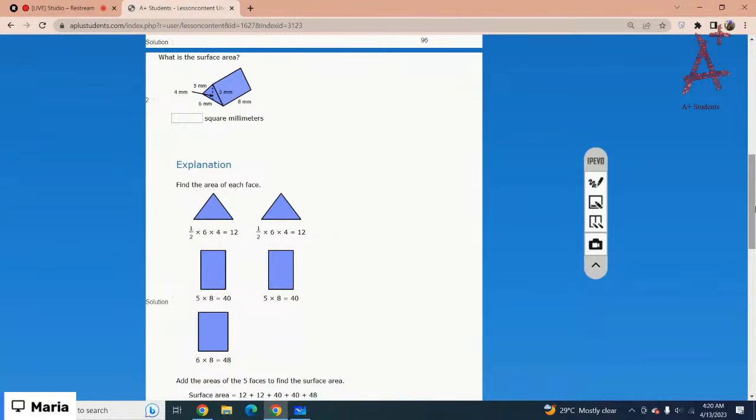So two of them are the triangular faces, three of them are the rectangular faces. So for the triangular faces, you calculate the area of the triangle. Got it? Half times base times height. And then for the rectangular faces, you need to use the formula for rectangles, length times width. Then you have to add them. Got it?